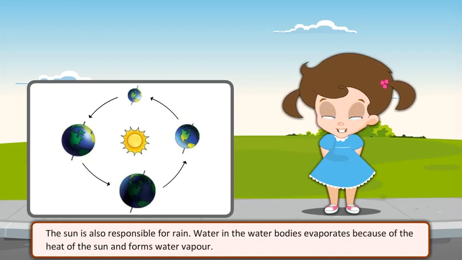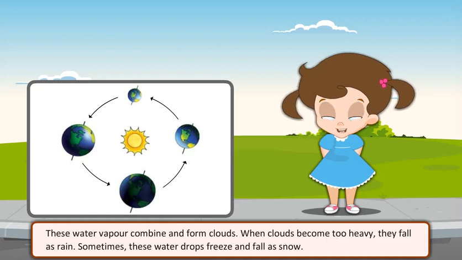The sun is also responsible for rain. Water in the water bodies evaporates because of the heat of the sun and forms water vapor. These water vapors combine and form clouds. When clouds become too heavy, they fall as rain. Sometimes, these water drops freeze and fall as snow.